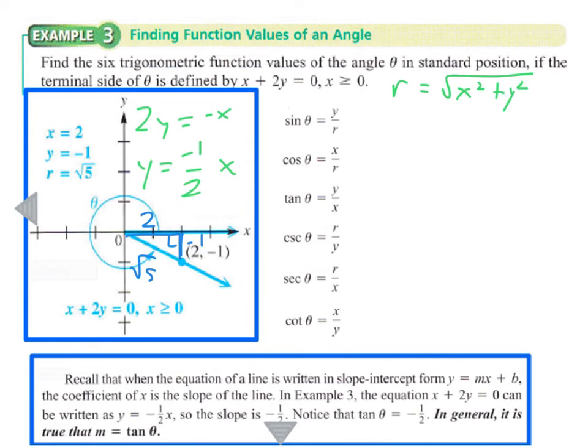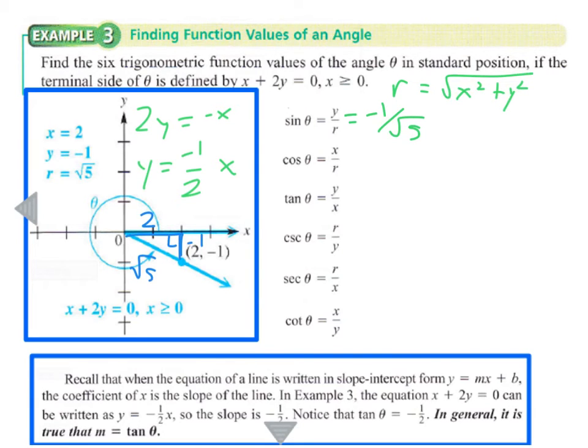So we have our 6 trig functions. So really, again, just a matter of, once we have the x, the y, and the r, filling in those values. So sine of theta being y over r would just end up being negative 1 over the square root of 5.